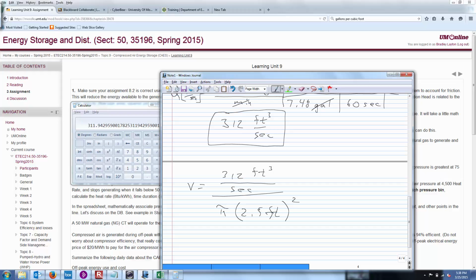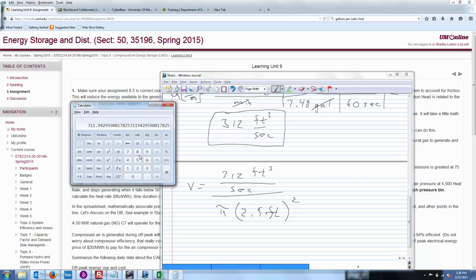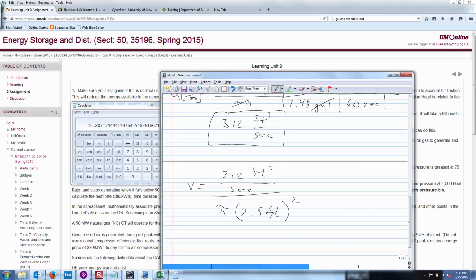So what we can see is we take that 312 divided by pi divided by 2.5 divided by 2.5 equals, I'll call it 15.9 feet per second. Feet per second. All right, so now we've got a velocity.